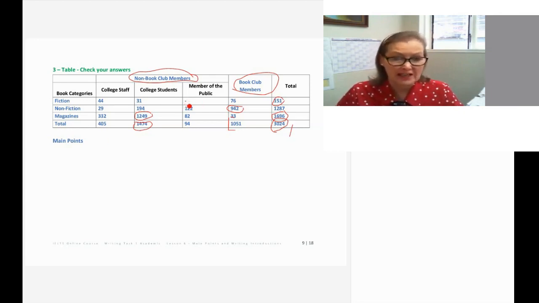Given that it's a college bookshop, I guess members of the public would not be shopping there for fiction. And then we could break that further down in each category, saying, for example, that non-fiction was the most popular with members of the public, while magazines were the most popular with the college staff. So there we've got a point similar that we could mention.